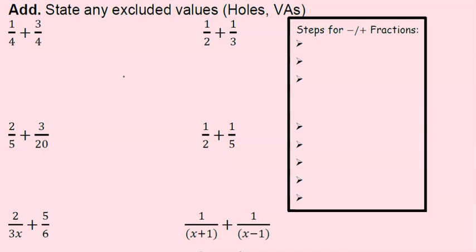Page 26. Adding fractions. Add. State any excluded values, wholes, and vertical asymptotes. Let's review the steps for subtracting and adding fractions.